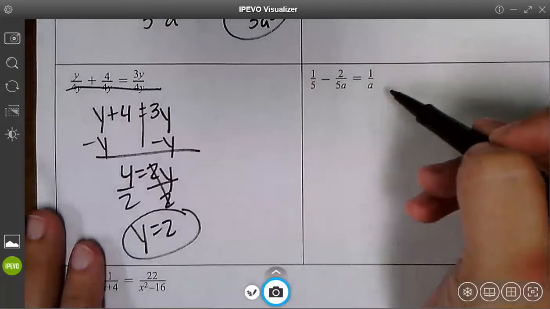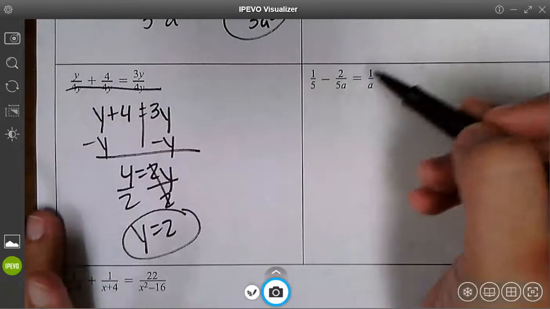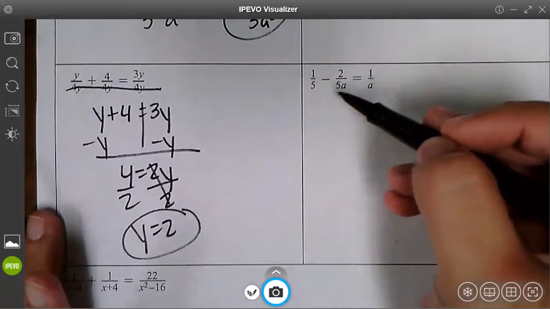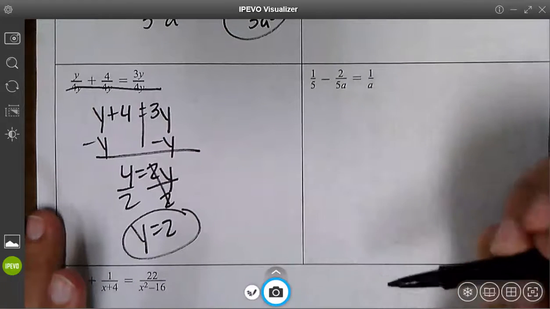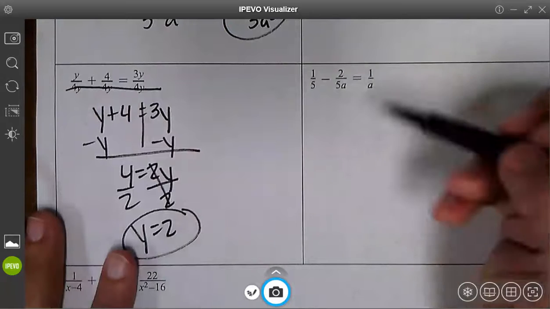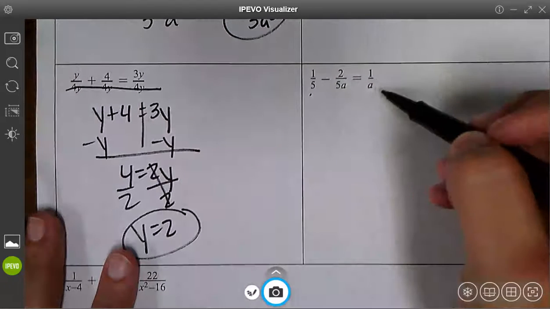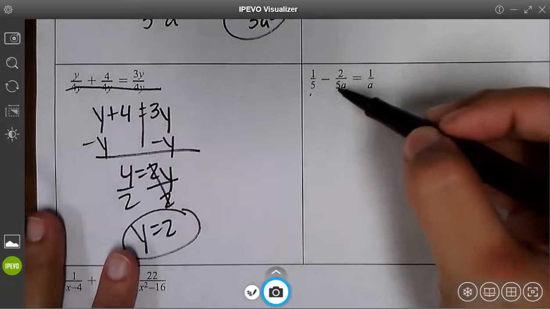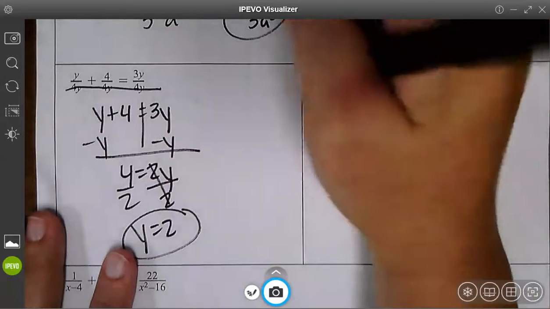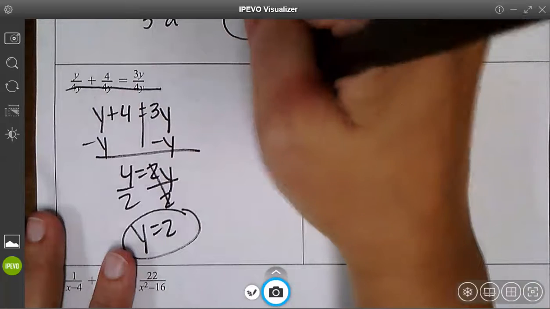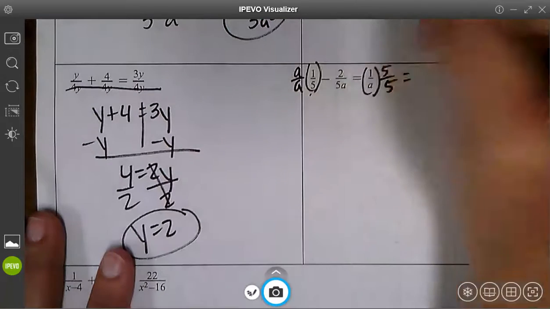This one does not have a common denominator, but to get a common denominator, all I have to do is multiply by one thing. I have 5a here, I have 5 here, and a here. So what you do is you multiply each one by something to make them all the same. Well, I can multiply 5 by a to make it 5a, and I can multiply a by 5 to make it 5a, and I don't have to change this. What I do to the bottom, I have to do the top. So I'm multiplying by a over a here, and by 5 over 5 here.